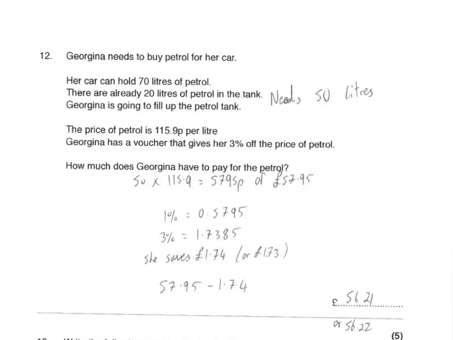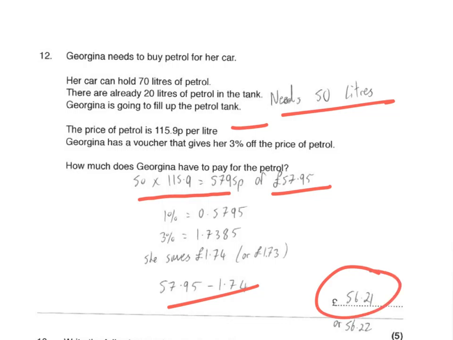This 70 litres of petrol. There's already 20. That means you need an extra 50. That's the cost per litre. Times 50 by that there. Your answer is in pence, or you can turn it into pounds. You get 3% off. Work out 3% of it. Take it off. The answer, you're left with £56.21.